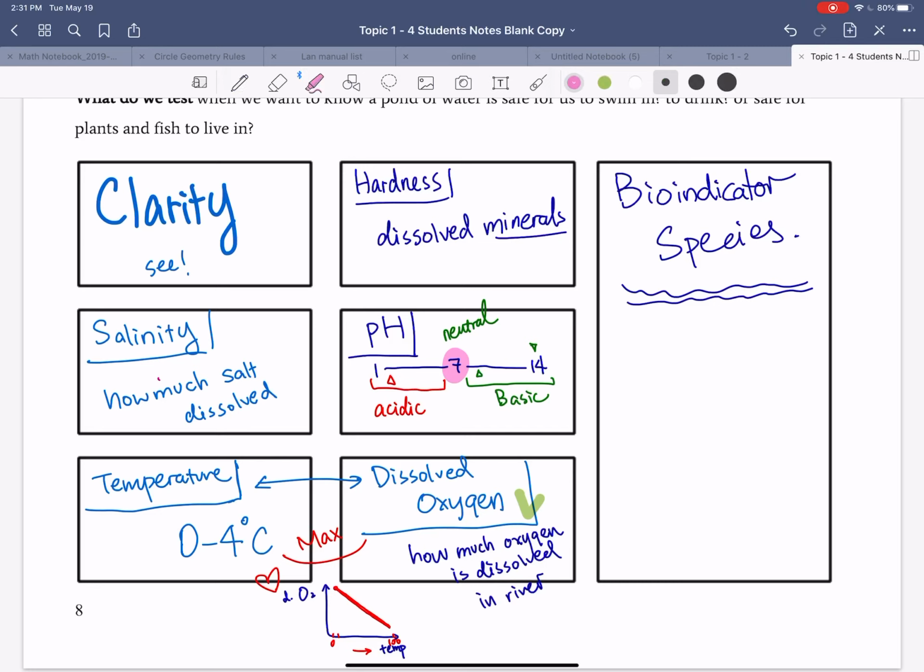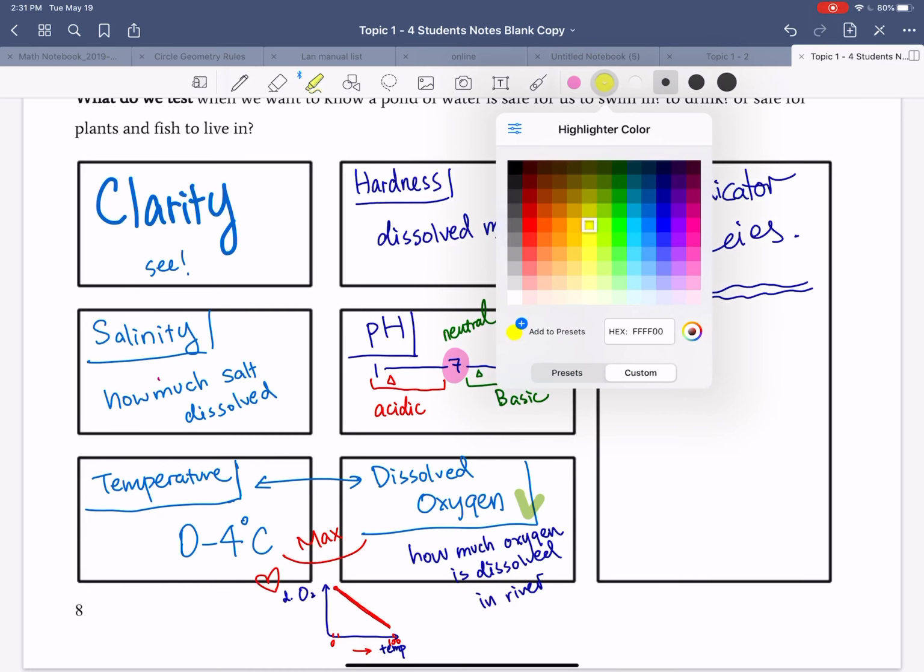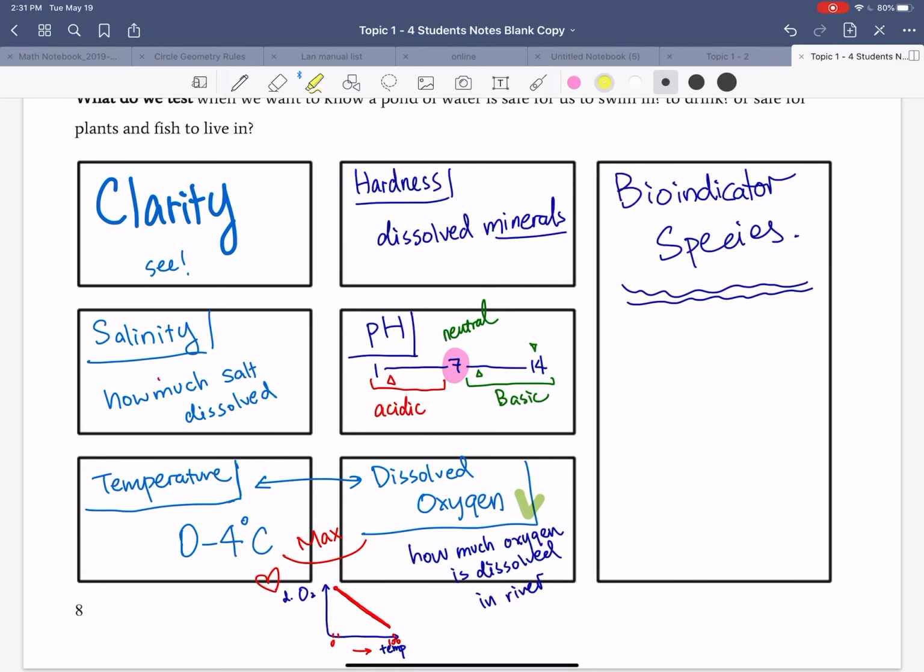But however, let's summarize it up. When you test water quality, there are 7 things you can test. One is clarity, salinity, temperature, and dissolved oxygen, how much dissolved oxygen is there. Temperature is important because it's related to dissolved oxygen, okay? And pH, whether it's acidic or basic or neutral, and how hard it is, how much dissolved mineral there is.